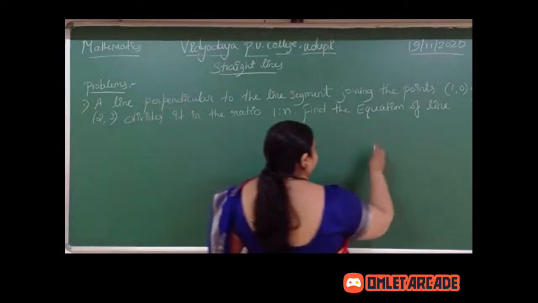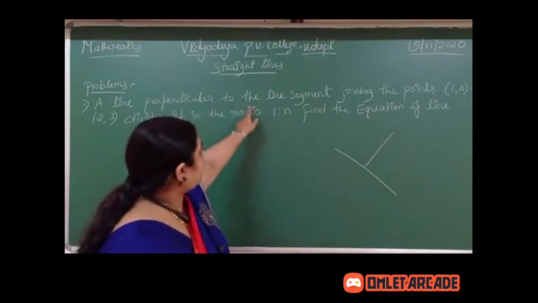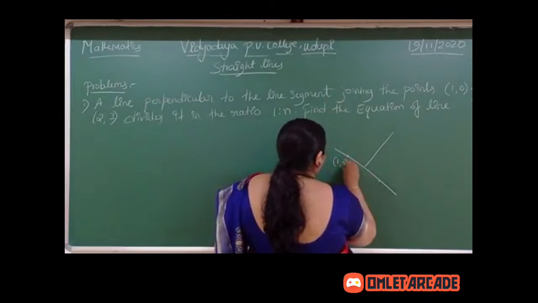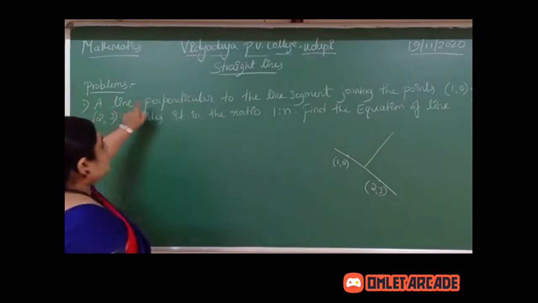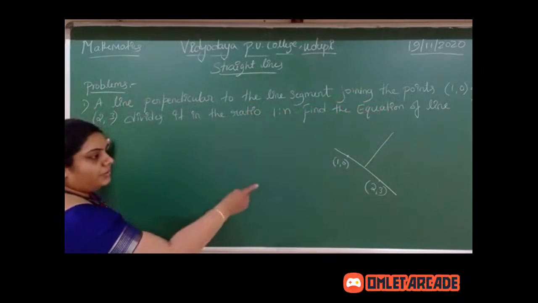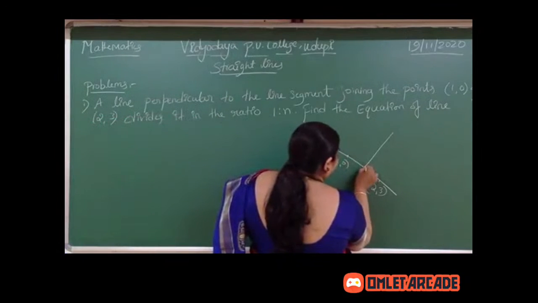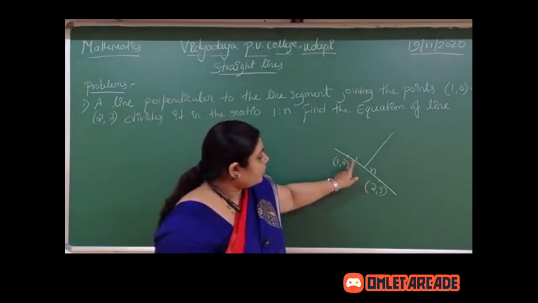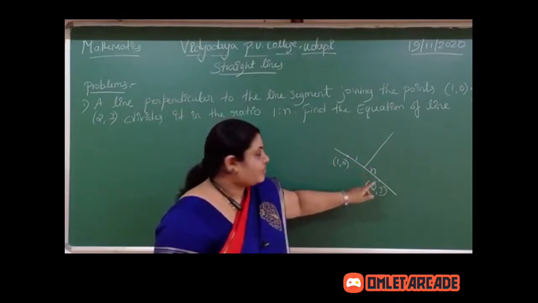A line perpendicular to the line segment. Let me take one line and let me take another perpendicular line. And this perpendicular line segment joins 2 points. Imagine these are 2 points. This is (1, 0) and this is (2, 3). A line perpendicular to the line segment joining the points (1, 0) and (2, 3) divides it in the ratio 1:n. So they are saying this line divides this line segment into what? 1:n ratio.